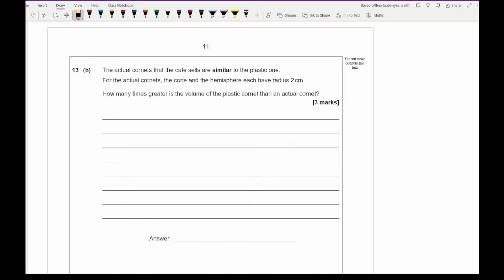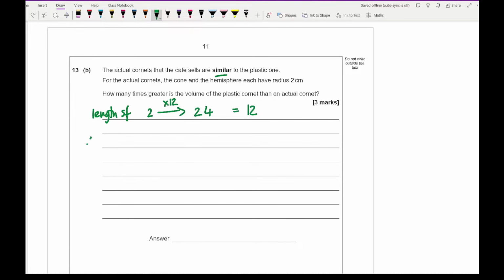Then moving on to part B, it says that the actual cornets at the cafe are similar to the plastic ones. For the actual cornets, the cone and the hemisphere each have a radius of 2 centimeters. How many times greater is the volume of the plastic cornet to the actual cornet? So for this, what we want to recognize is that the length scale factor, because the shapes are similar, goes from 2 to 24. So that means that the scale factor is going to be 12.